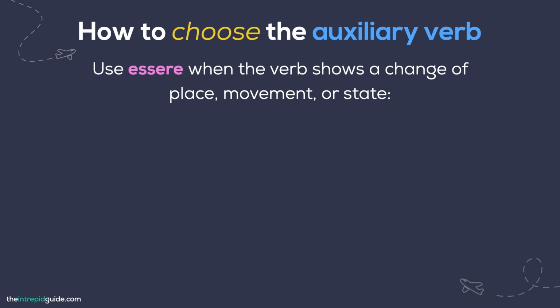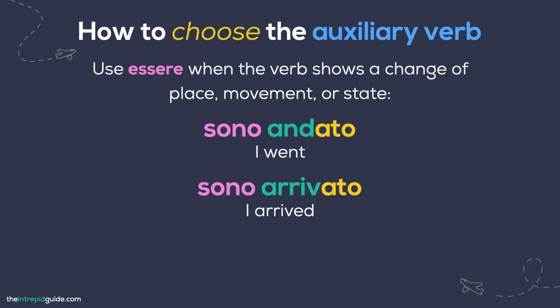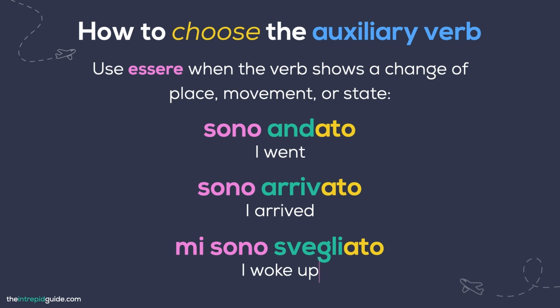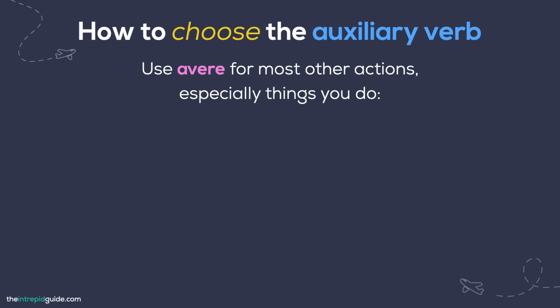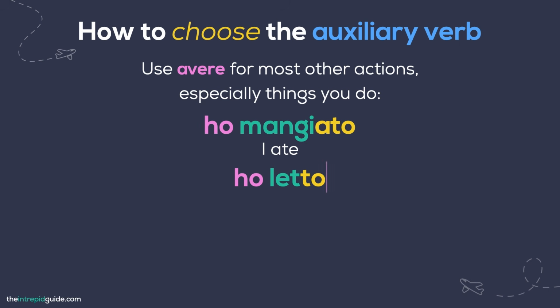Now that you have the second part of the formula, how do you know which auxiliary verb to use in the first part? We use essere when the verb shows a change of place, movement, or state. For example, sono andato, I went. Sono arrivato, I arrived. Mi sono svegliato, I woke up. We use avere for most other actions, especially things you do. For example, ho mangiato, I ate. Ho letto, I read. Ho comprato, I bought.